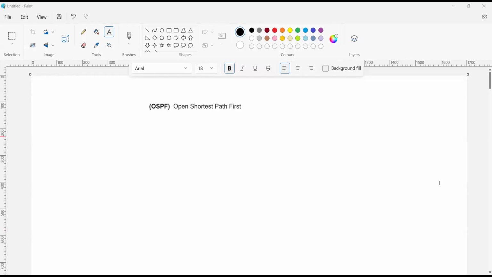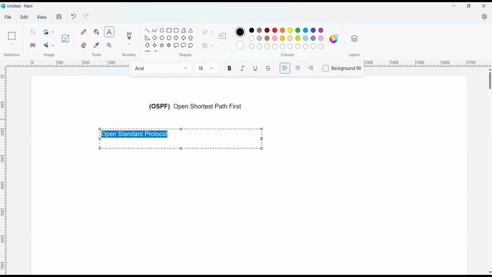Open Shortest Path First is an open standard protocol. Earlier we discussed EIGRP, Enhanced Interior Gateway Routing Protocol, which is a Cisco proprietary protocol. Now OSPF, Open Shortest Path First, is an open standard protocol.